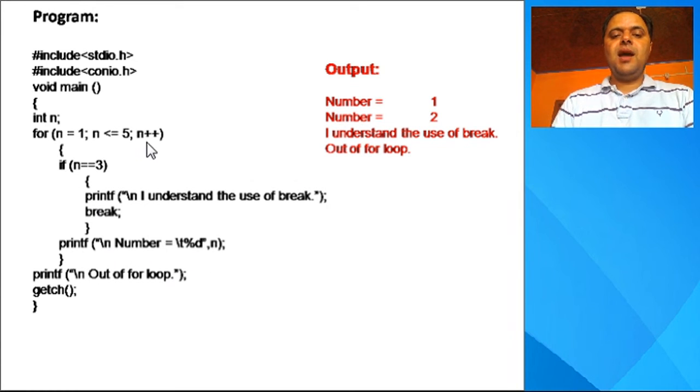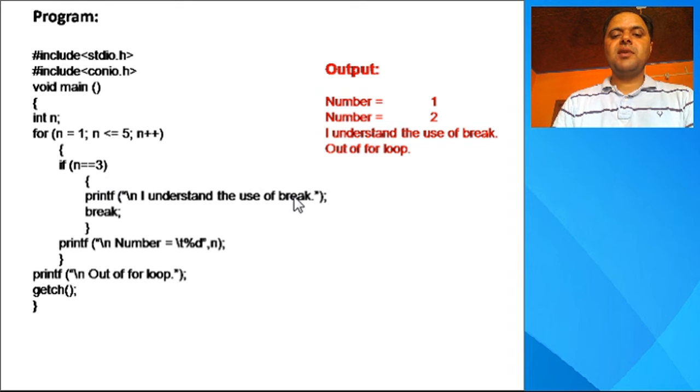Then again n plus plus, the value of n becomes 2. So 2 is less than or equal to 5, yes, true. 2 is not equal to 3, the condition fails. It will go here, number equal to 2 got printed. Then the value of n becomes 3. 3 is less than or equal to 5, the condition is true. 3 is equal to 3, yes, this is true. So control will go inside this if statement.